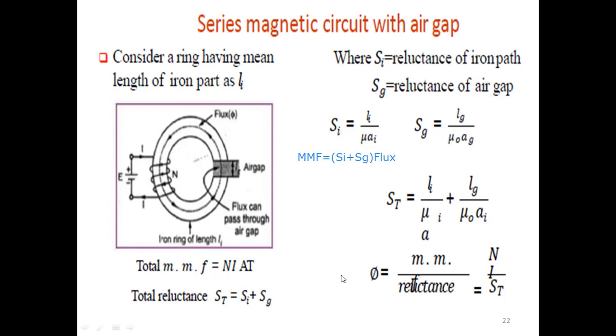Next line: flux phi equals MMF divided by reluctance, equals NI divided by ST. Full stop. Is it clear? The concept is clear for you people?